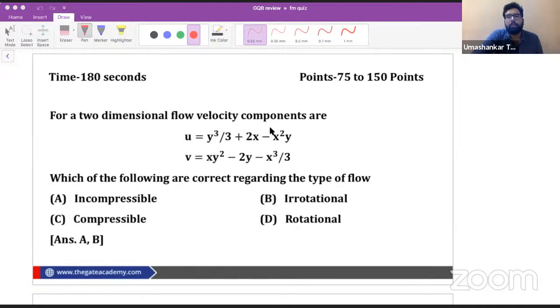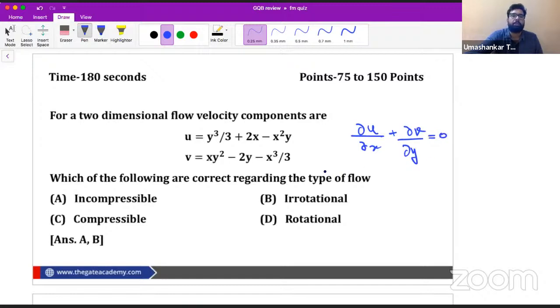Now this third question, some of you have also given the wrong answer to this. We have u and v, so obviously it is a two-dimensional flow, and we have to check whether the flow is compressible or not, or rotational or not. To check whether it is compressible or incompressible, we have to see whether the velocity components satisfy the continuity equation for two dimensions or not.